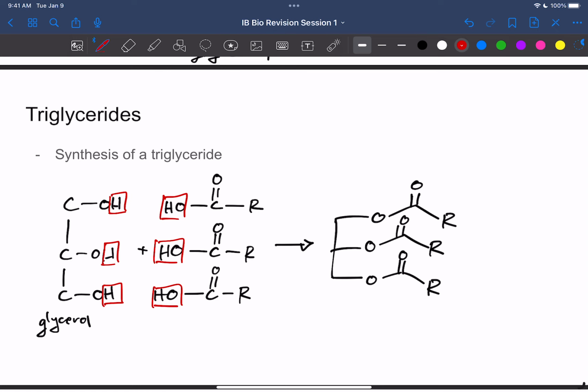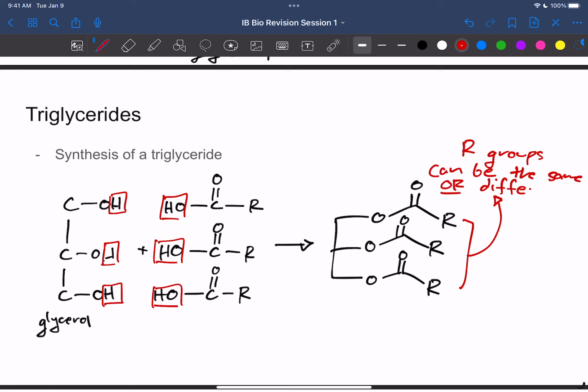Now, if you're wondering, these R groups can be the same or different. It doesn't really matter. And this creates a lot of variability, which is why it's the largest class of lipids. It can be the same or different. So this is going to be a triglyceride.